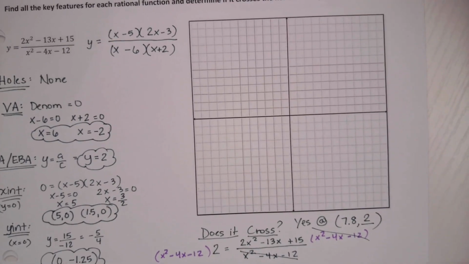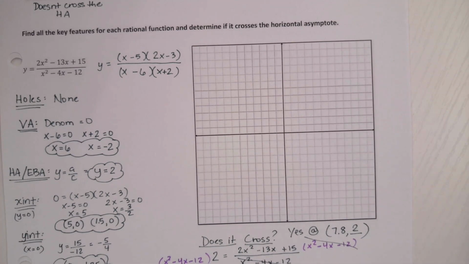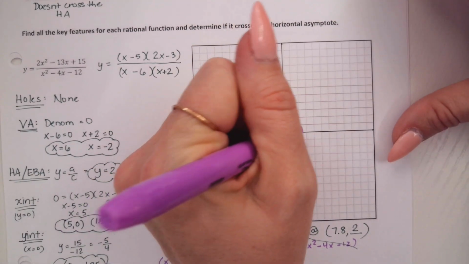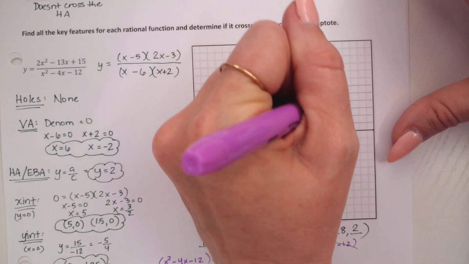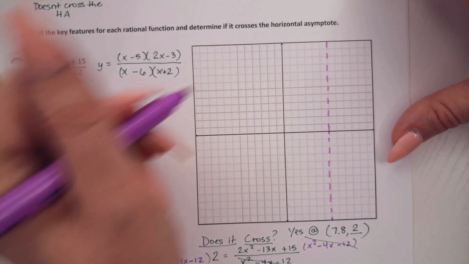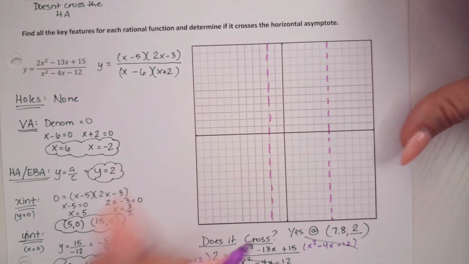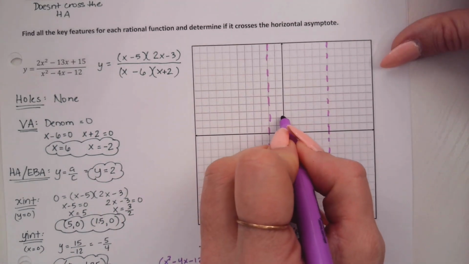Okay. I'm going to start by doing my vertical asymptotes. I got one at 6 and one at negative 2. One vertical asymptote at 6: 1, 2, 3, 4, 5, 6. One vertical asymptote at negative 2. Okay, I have a horizontal or end behavior asymptote at y equals 2.